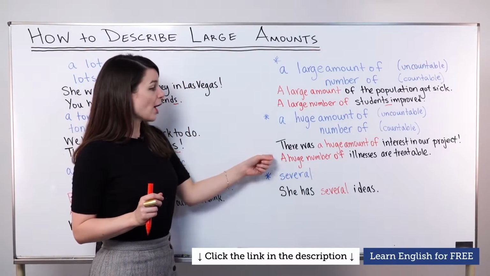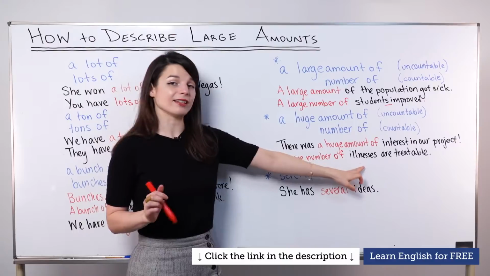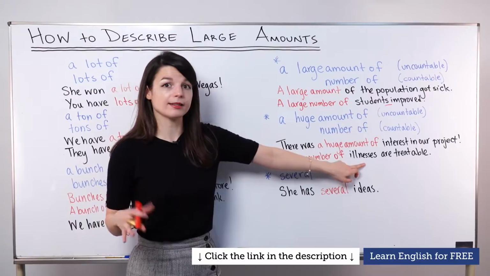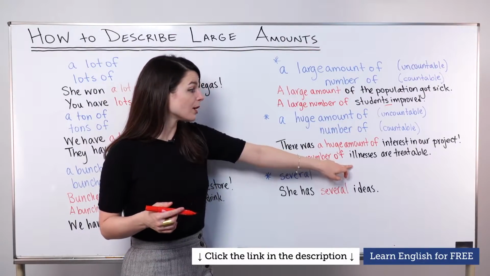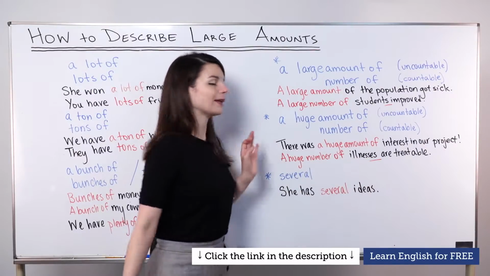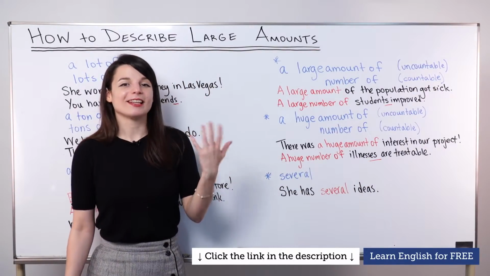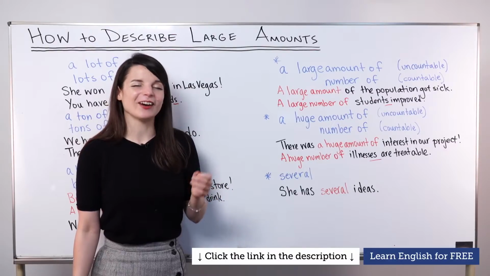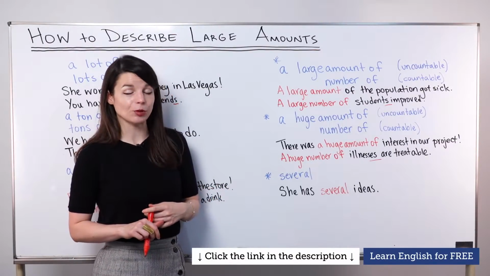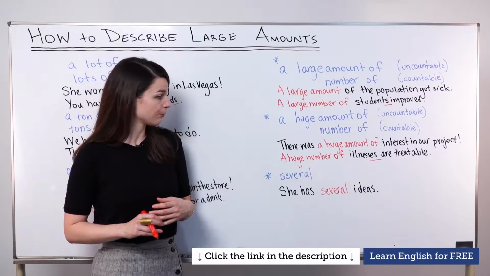On the other hand, a huge number of illnesses are treatable. Illness means a sickness, a type of disease. A huge number of illnesses are treatable. So here the plural form illnesses shows it's the plural of the countable noun illness. A huge number of illnesses are treatable, able to be treated or cured.